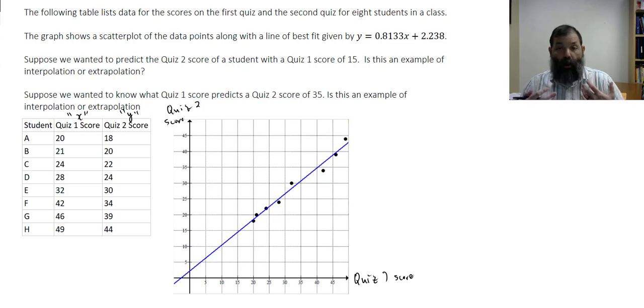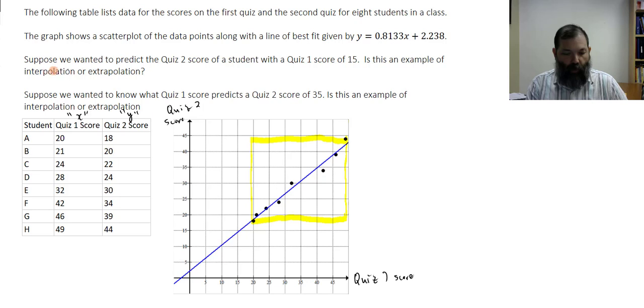Basically, the model is most useful within the data points. And so our data points here are within this region, this domain and range. Any predictions within that highlighted box are considered interpolation.